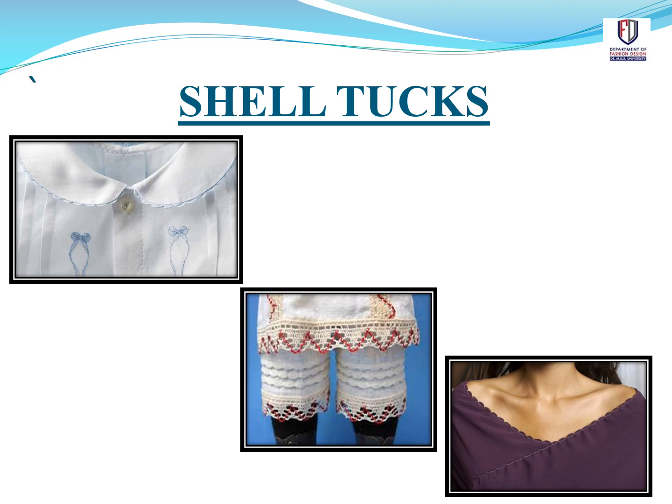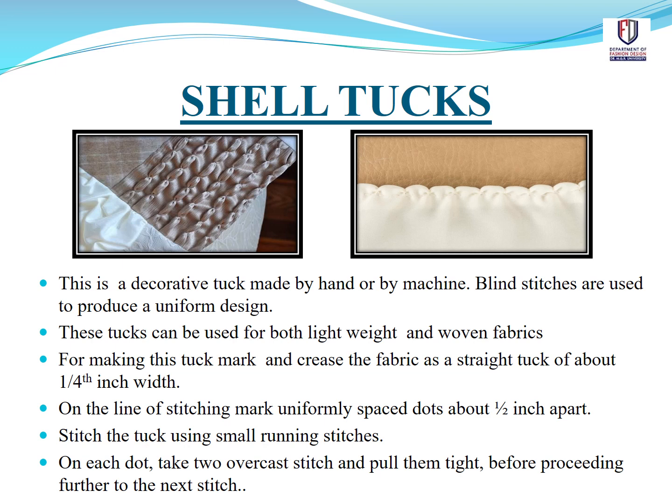Shell tucks. This is a decorative tuck made by hand or by machine. Blind stitches are used to produce a uniform design. These tucks can be used for both lightweight and woven fabrics. For making this tuck, we need to mark and crease the fabric as a straight tuck of about 1/4 inch width. On the line of stitching, mark uniformly spaced dots about ½ inch apart. Then start stitching small running stitches. On each dot, take 2 overcast stitches and pull them tight before proceeding further to the next stitch.